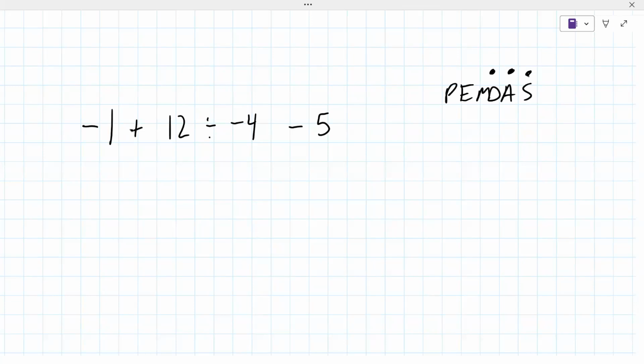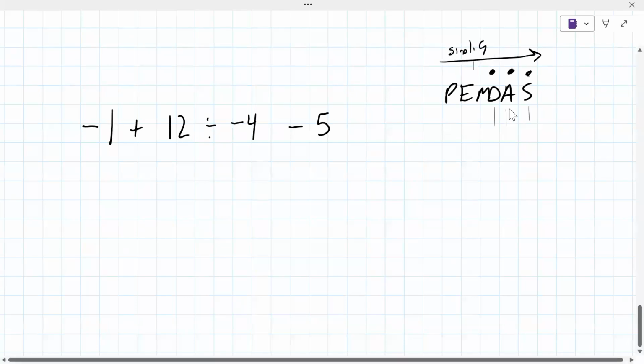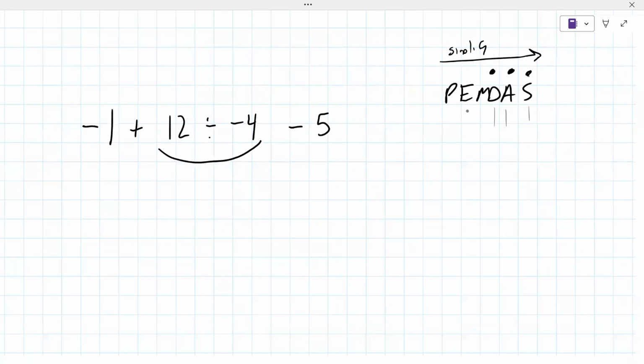So which do you do first? The division, addition, or subtraction? Addition. Doesn't the D come before the A? So division. Division, yes. You have to do them in this order.